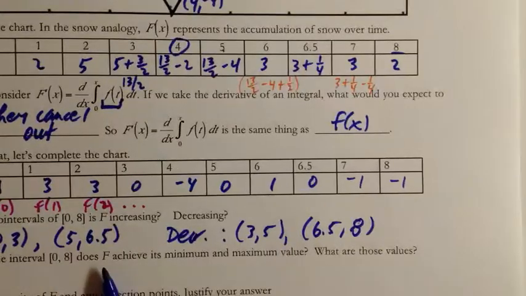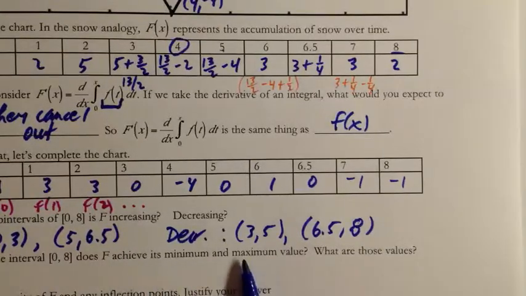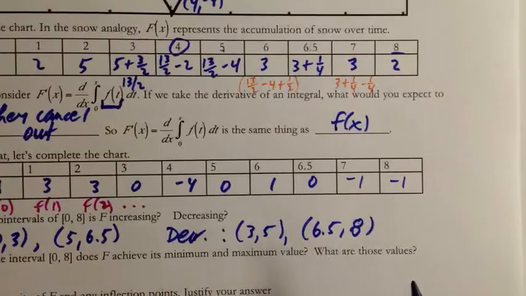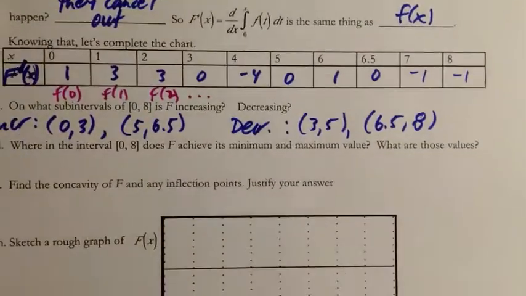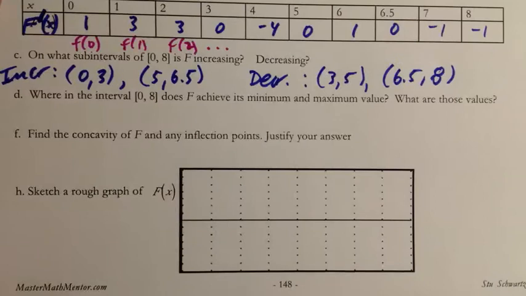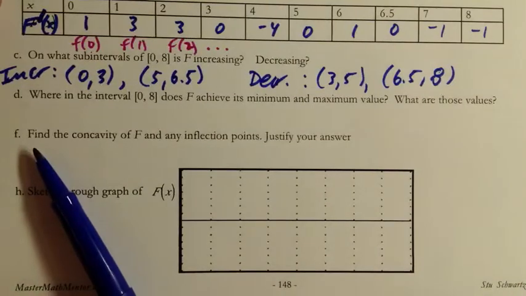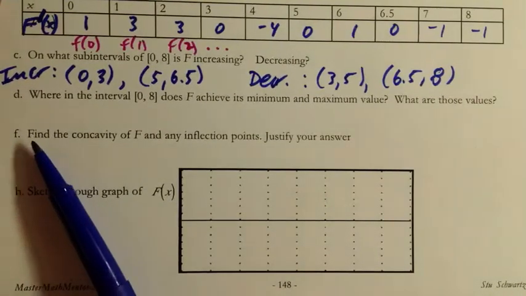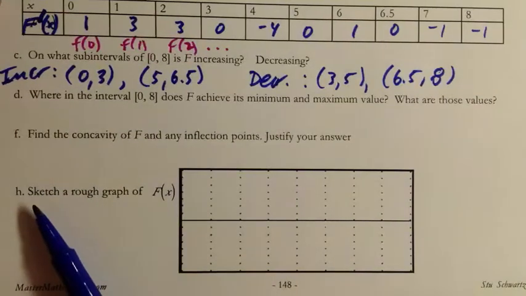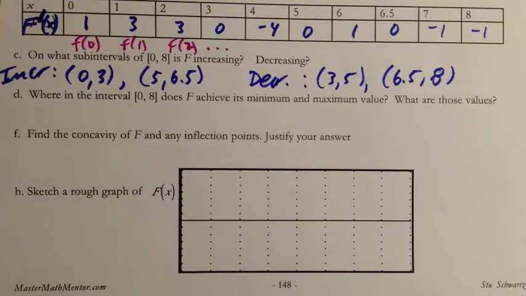Where in this interval does capital F achieve its minimum and maximum values? Well, I think what would be better is if I waited until the next video to talk about D. Where's E? There's no E. Alright, so D, F, and H. There's no G either. How about that? Am I missing something? I don't know.